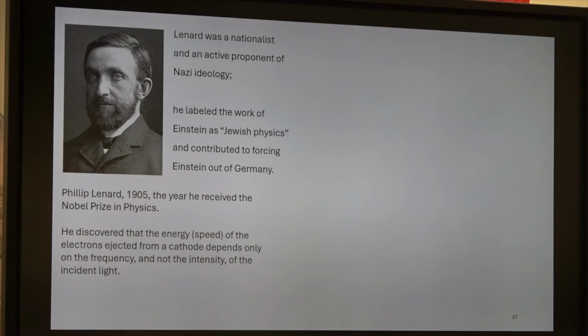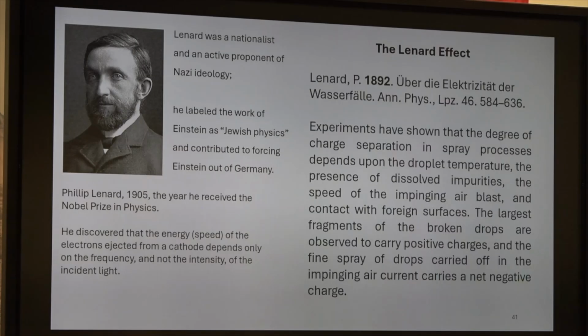What's worse is that Lenard was a nationalist and an active proponent of Nazi ideology. He labeled the work of Einstein as Jewish physics, and he contributed to forcing Einstein out of Germany, to the benefit of the rest of the world, in my opinion. Okay, well, what else did Lenard do? Lenard went and studied a waterfall in 1892. And he found that the little droplets were negatively charged and the big droplets were positively charged. That's called the Lenard effect, and it's true.